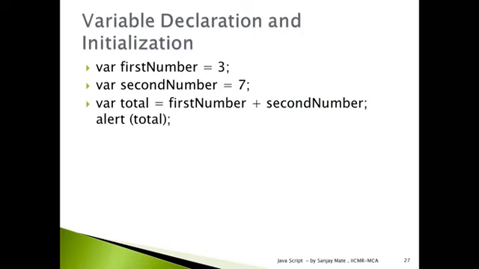So how to declare two variables? Here I have one example where first number is equal to 3, second number is equal to 7, and I want to add the two numbers. So var total is equal to first number plus second number, and then I print that using alert, total. The output will be 10.